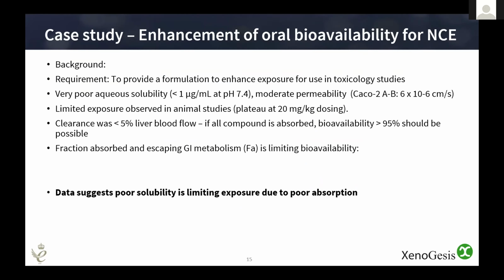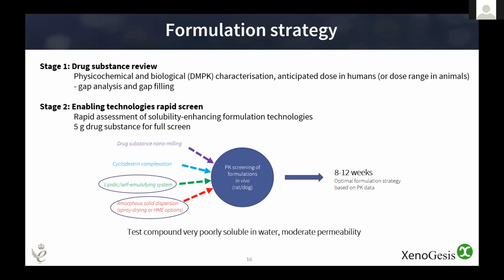But there was also a plateau of exposure at up to 20 mg per kg. The clearance, actually, when we reviewed it, was very low, less than 5% of liver blood flow. And doing the maths, it's easy to do this as a paper exercise. If all the compound is absorbed, then the bioavailability should be greater than 95%, should be possible. And actually, what we realized in this particular example is that it's the absorption bit that's limiting the bioavailability, to do with solubility. So what did we do?